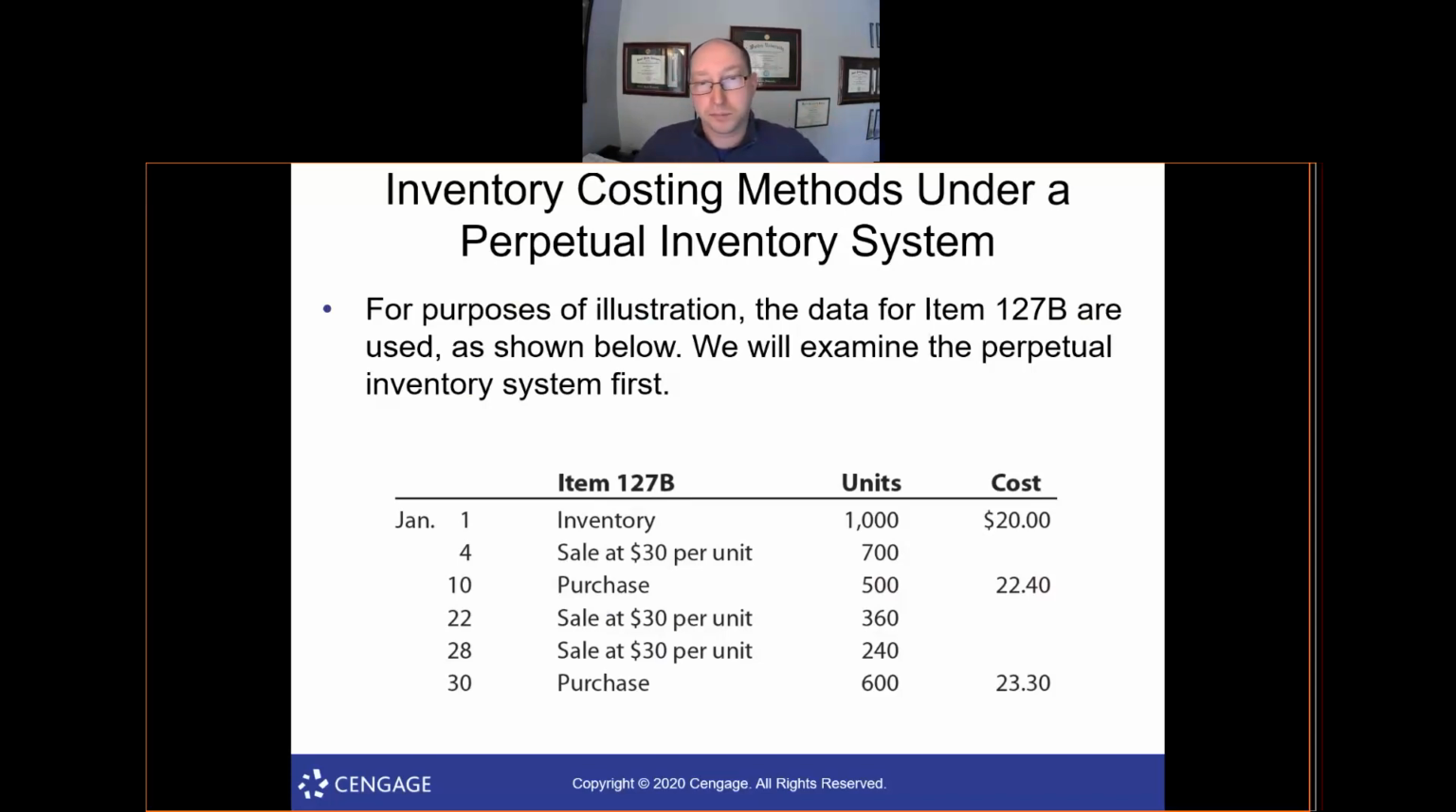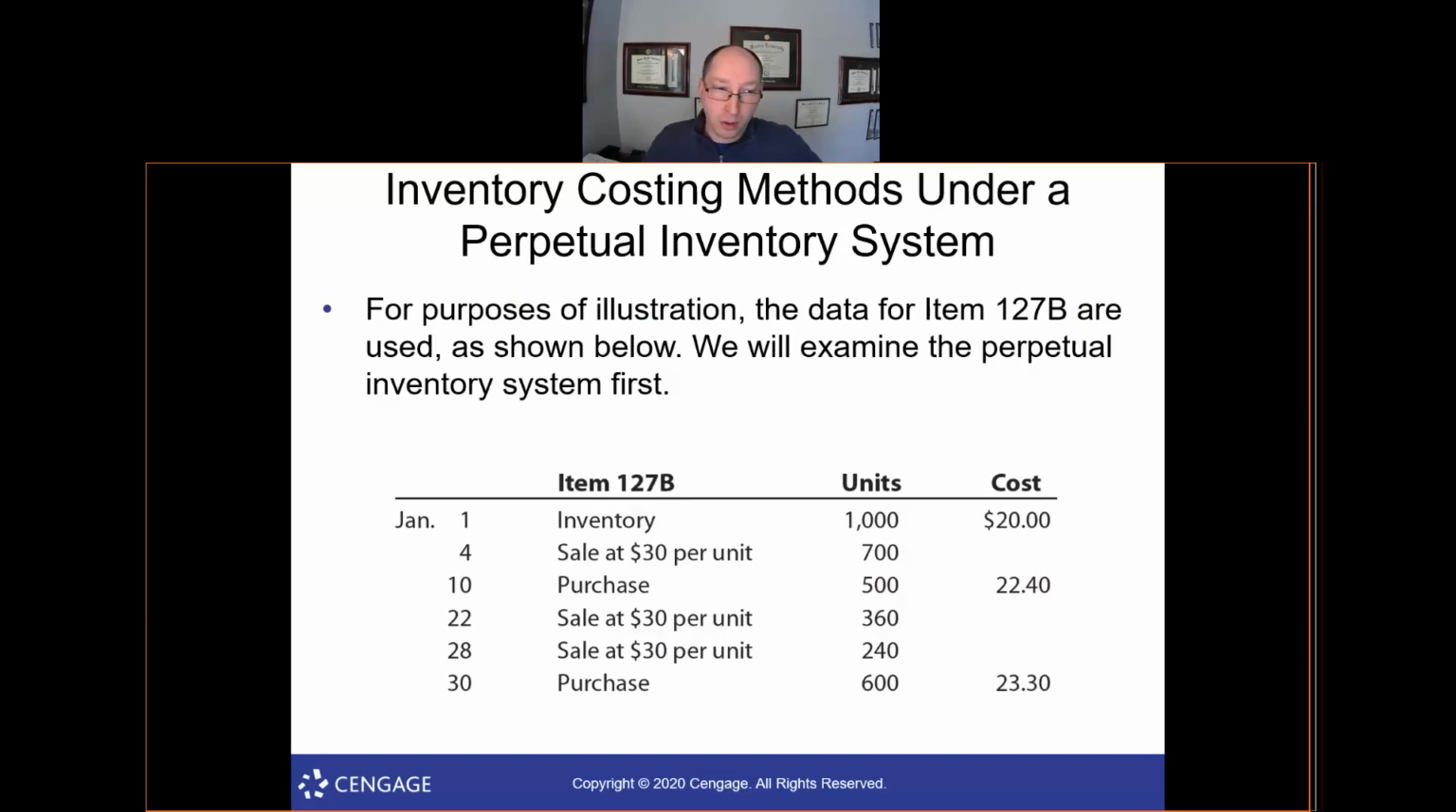Here's an example. I have a product. It's called item number 127B. I don't know what it is. All right. I have a product that I sell. And this item that I sell, of course, I purchase and then I sell it. Purchase and sell, purchase and sell. On January 1st, I purchased 1,000 units of this item 127B. Cost me $20.